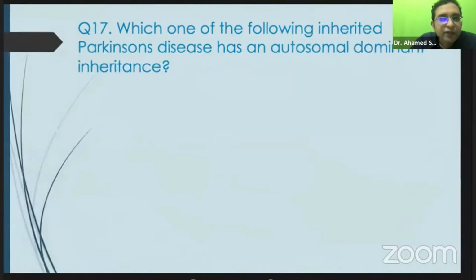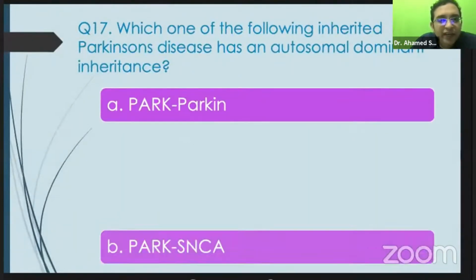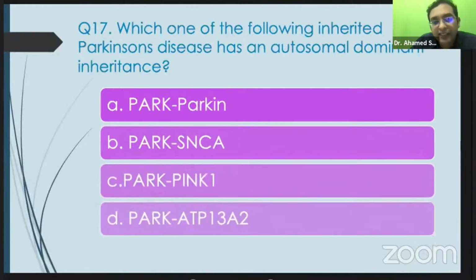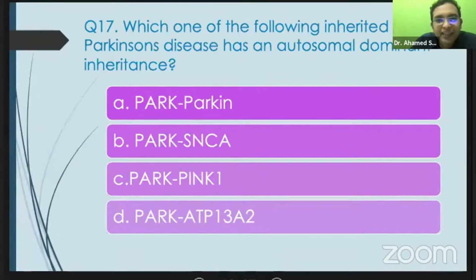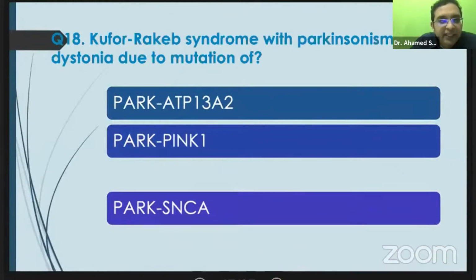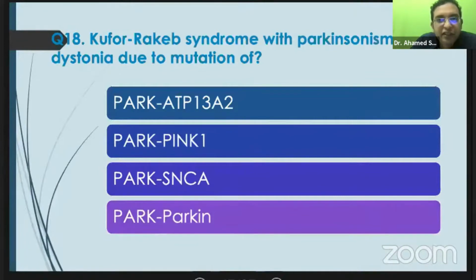Which of the following inherited Parkinson's disease has an autosomal dominant inheritance? So we have to study about dominant and recessive types of Parkinson's disease. The most obvious answer I haven't put in the MCQ, so that is why some may find it difficult and get confused. Kufor-Rakeb disease, this is also there in the table. Parkinsonism with dystonia is due to mutation in which gene?